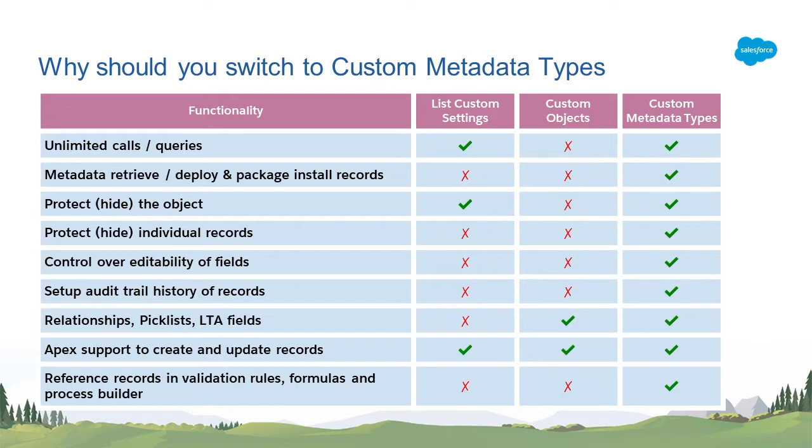You cannot reference records of custom settings or objects in validation rules, formulas, or flows. Custom metadata even supports additional fields like pick lists and long text areas as compared to S-objects. So in a nutshell, all the functionality or features that are really needed for you to customize, configure, or protect your application, they are provided to you by custom metadata types, truly empowering you to build your own platform on top of our Salesforce platform.